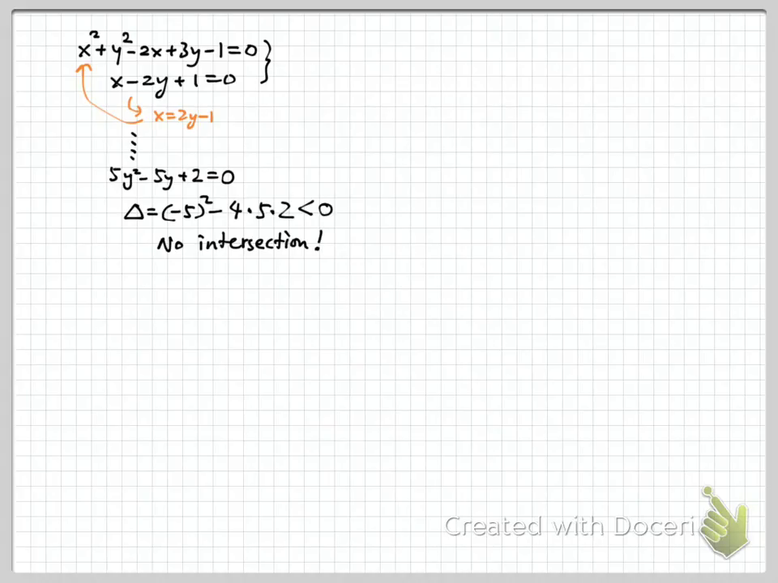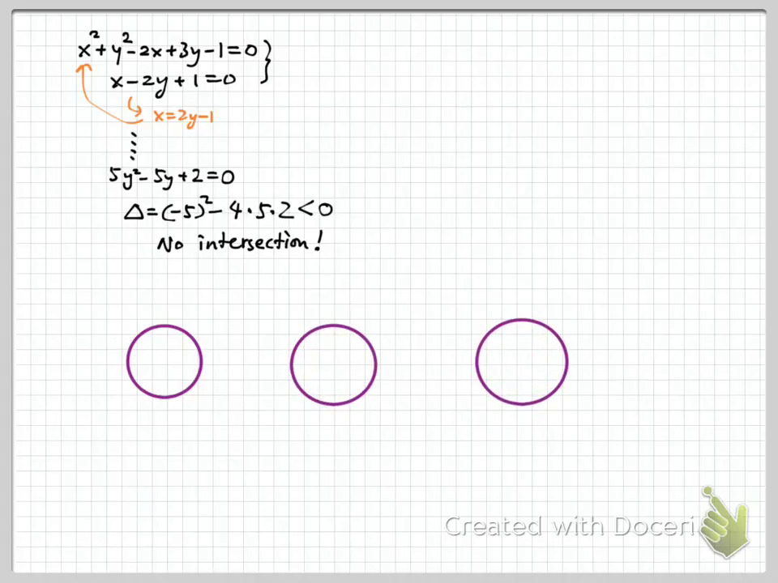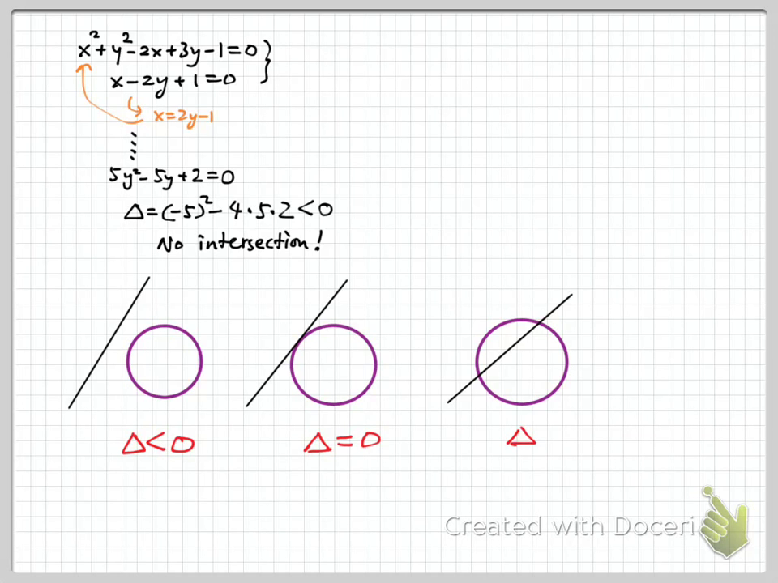Alright, we can summarize it into three different configurations: the circle and the straight line. There might be no solution like this, there might be one solution like this, or maybe there are two solutions like this, which respectively correspond to delta negative, 0, or positive delta. And that delta, mind you, is not the delta of the original circle. That is the delta when you group the circle and the straight line together.